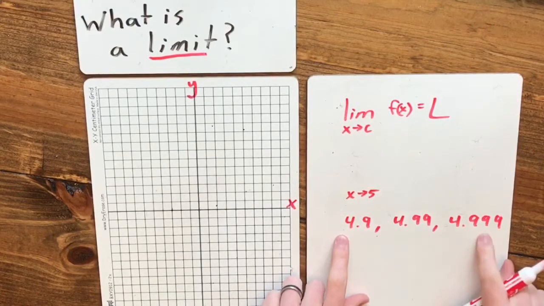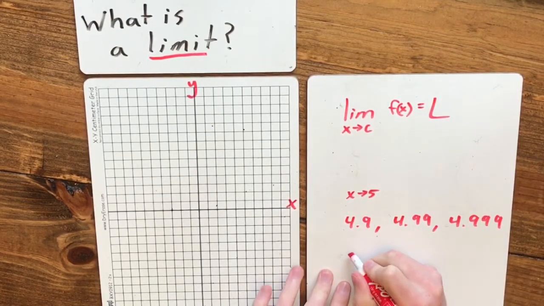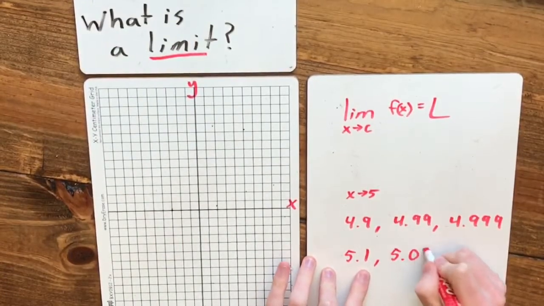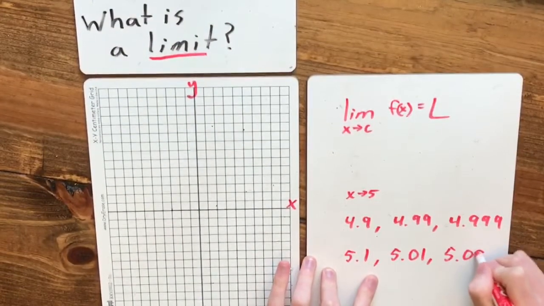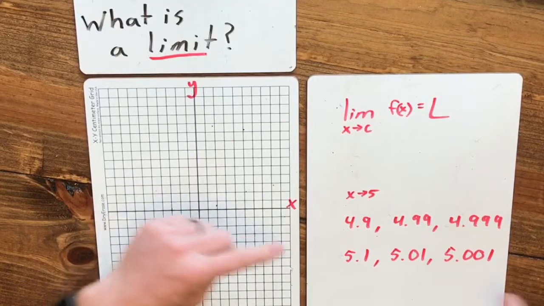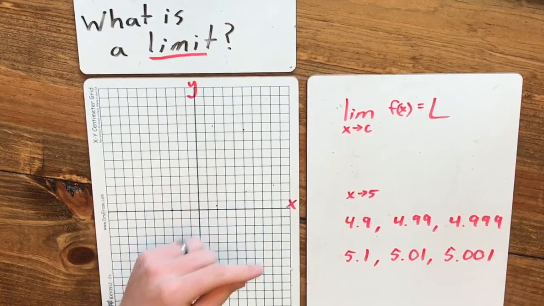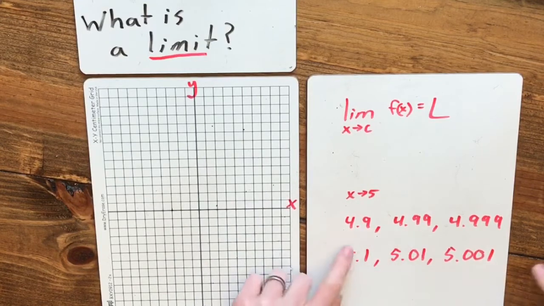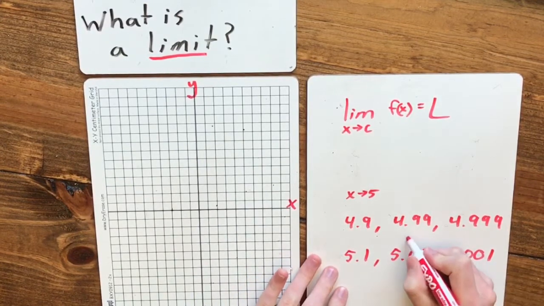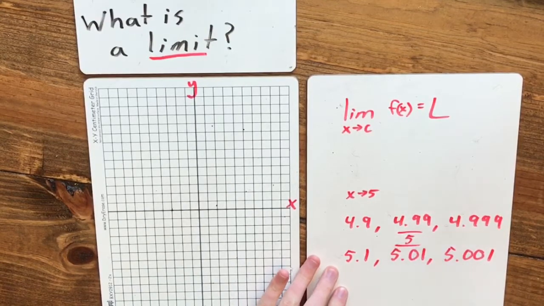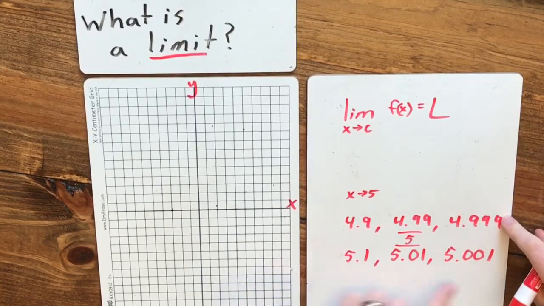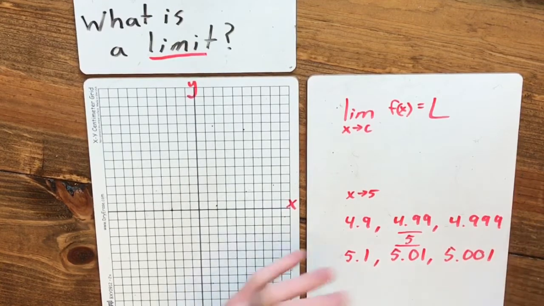Not just from this direction, but from the other direction. So like 5.1, 5.01, 5.001. As you can see, we're getting closer and closer to 5 from two different directions, from below it, from less than 5, but also from above 5. Because 5 is somewhere right in the middle of these two things.